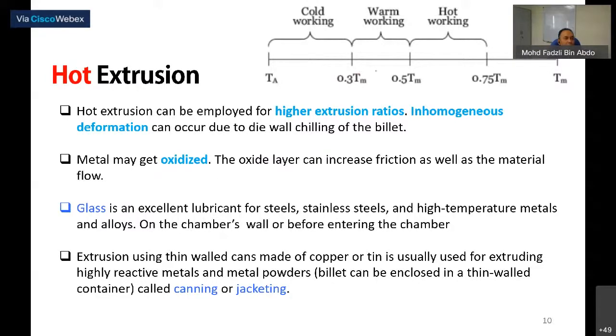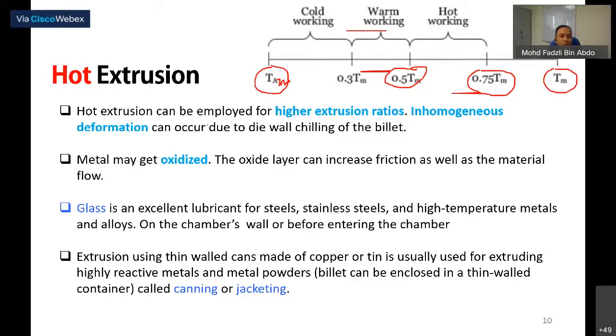Macam mana kita nak tahu the hot, the cool ataupun the warm working. If let's say this is TM ni adalah apa kata melting temperature of the material. If let's say 0.3 melting temperature of the material sampai ke TA ni, saya rasa TA ni dia punya glass temperature macam itulah. Bukan, the atmosphere temperature, ATM. Maksudnya daripada ni sampai ke sini kita panggil cold working. Kalau warm working 0.3 melting temperature hingga 0.5 melting temperature kita panggil warm working. Kalau hot working adalah antara 0.5 melting temperature ke 0.75 melting temperature. Kalau yang ni dah melting temperature lah.